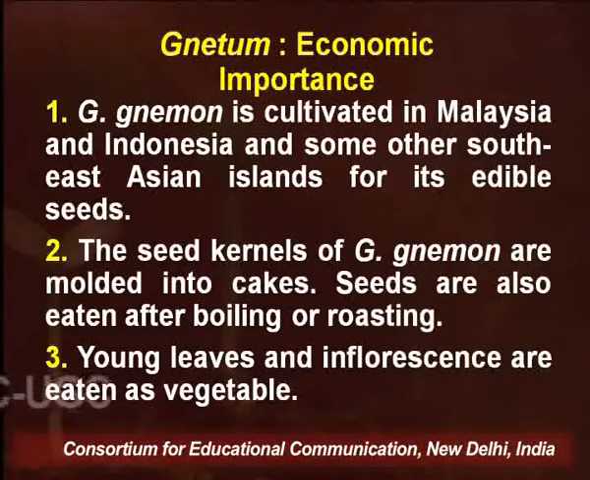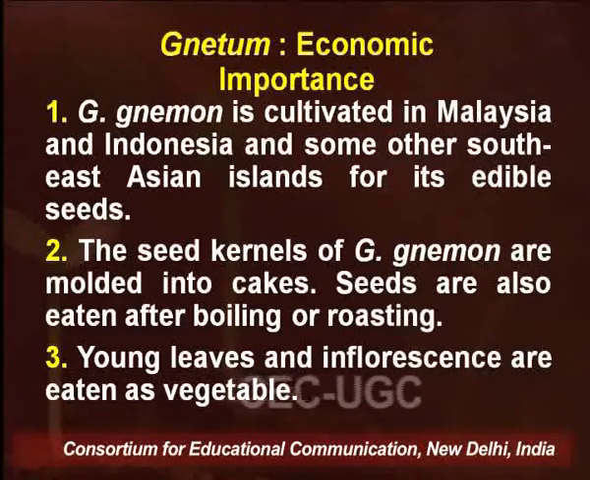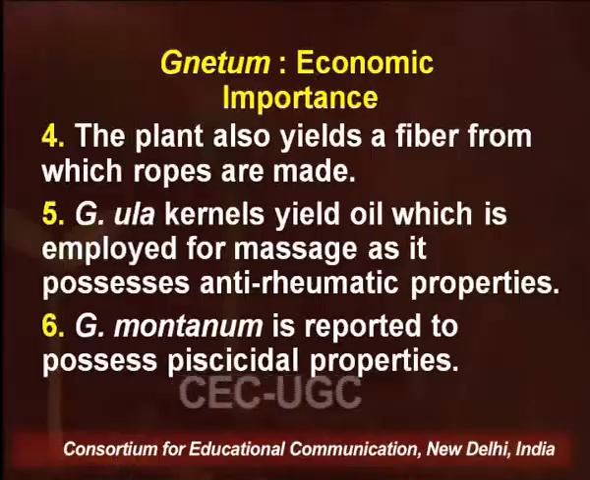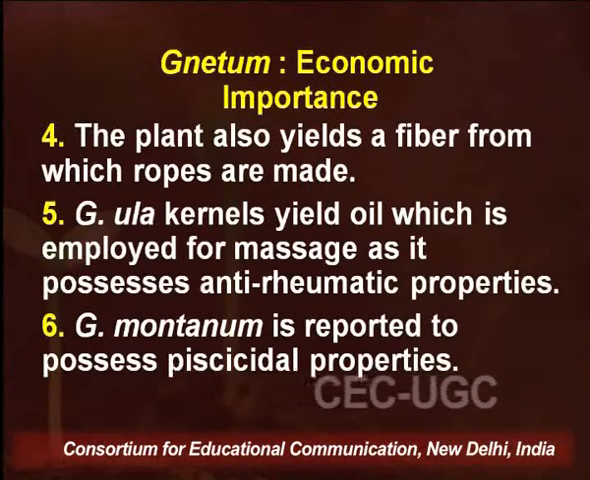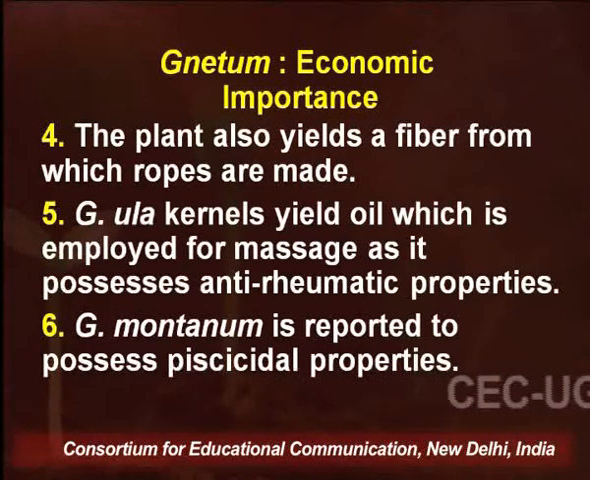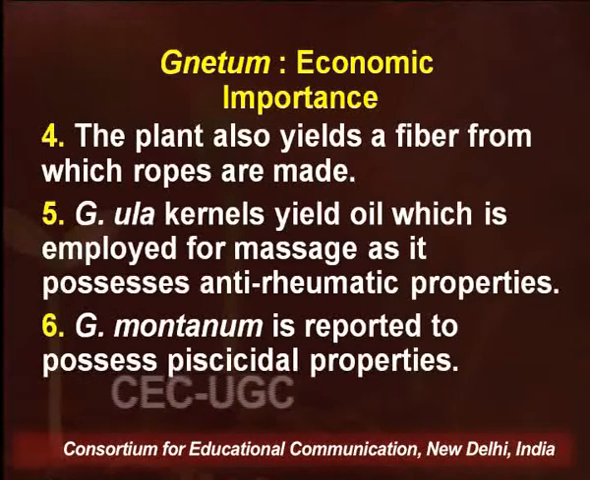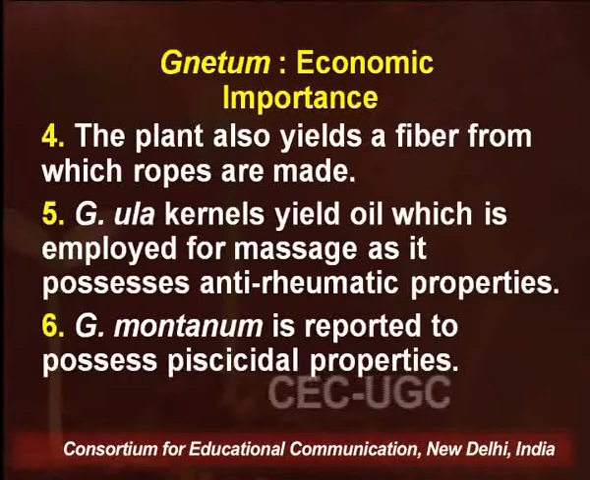The seed kernels of Gnetum gnemon are molded into cakes. Seeds are also eaten after boiling or roasting. The young leaves and inflorescence are eaten as vegetables in many parts of the country. The plant also yields a fiber from which ropes are made. Gnetum ula kernels yield oil, which is employed for massage as it possesses anti-rheumatic properties.